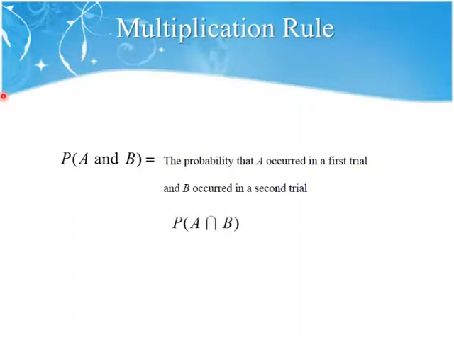So again, we say the probability that A and B occur is the probability that A occurred in a first trial and B occurred in a second trial. But again, we use the same notation. Either we say the probability of A and B, or you'll see this notation, the probability of A intersect B.